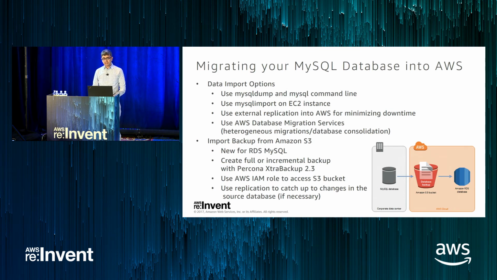Now, a typical best practice if you have a live application is to set up external replication into your instance on EC2, then test your newly created replica, let it catch up, and maybe start diverting your read workload onto your new target. Once you've convinced yourself that everything is working well and you've tested it, then you cut over your write traffic also, and that way you can minimize downtime.